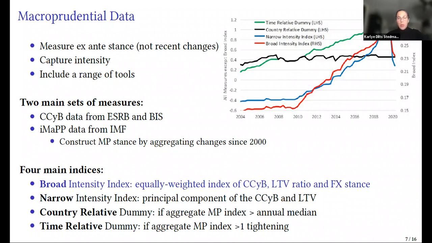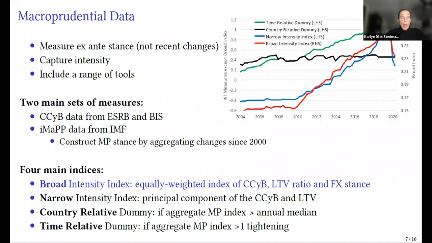But for interested parties, we use two sources of data on macroprudential policy. The first is the countercyclical capital buffer from the ESRB and the BIS, which gives us a quantitative measure of intensity. Then we also use the IMAP database from the IMF, which expresses changes in a policy area as dummies in the month of the change. So to get the overall stance in the subcategory, we follow Bergant et al. and sum across indicators and cumulatively over time to get the stance of policy. And then the IMAP database also hopefully includes loan-to-value ratios in the data set. And so that gives us another quantitative measure of macropru.